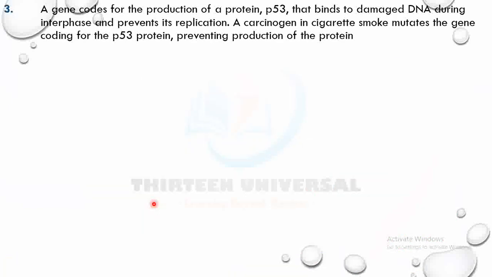All right. So let's go to the next question. A gene codes for the production of protein P53 that binds to damaged DNA during, of course, interphase, and prevents its replication. So P53 does not allow replication of damaged DNA. That's the function. Now, a carcinogen in cigarette smoke mutates the gene coding for P53, preventing production of the protein. So the protein is no longer produced.